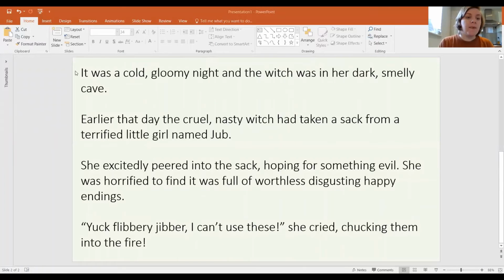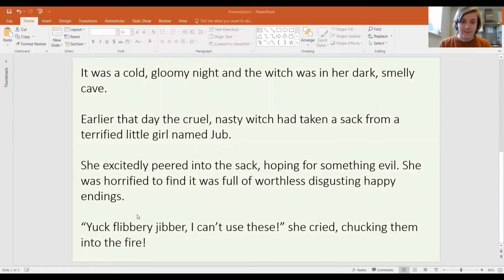So let's go through. It was a cold, comma, gloomy night, and the witch was in her dark, comma, smelly cave. Earlier that day, the cruel, comma, nasty witch had taken a sack from a terrified little girl named Jub. She excitedly peered into the sack, hoping for something evil. She was horrified to find that it was full of worthless, disgusting happy endings. Yuck, flibbery gibber! I can't use these, she cried, chucking them into the fire.